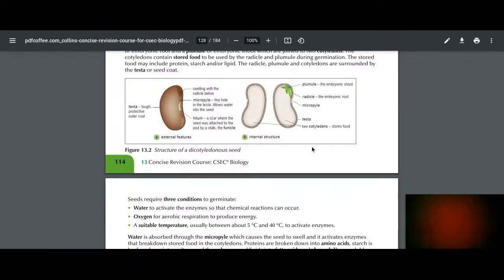So again, you have the plumule, which is the embryonic shoot. Then you have the radicle, which is the embryonic root. Then the micropyle, then the testa, then the two cotyledons.